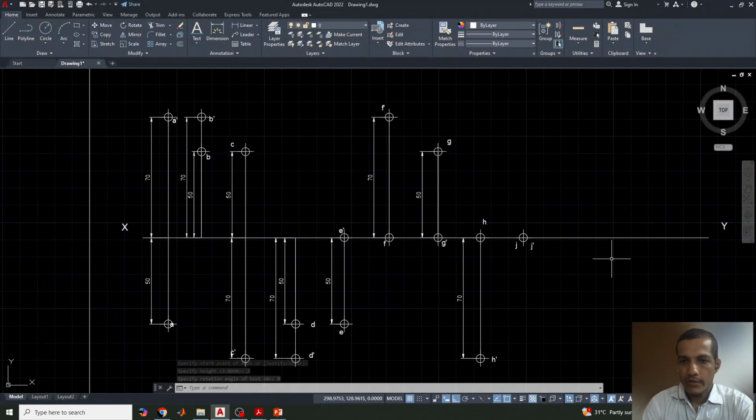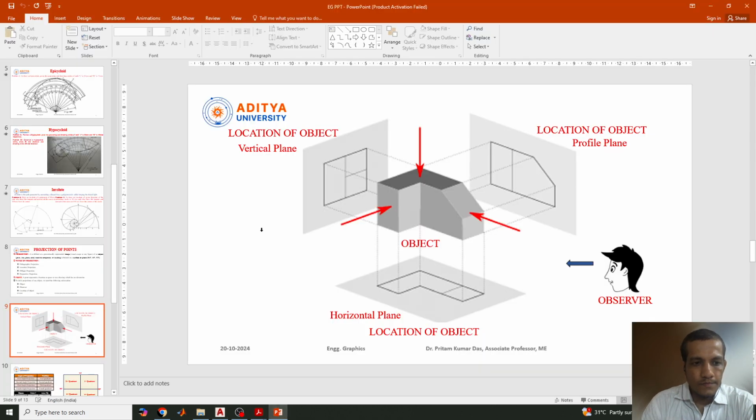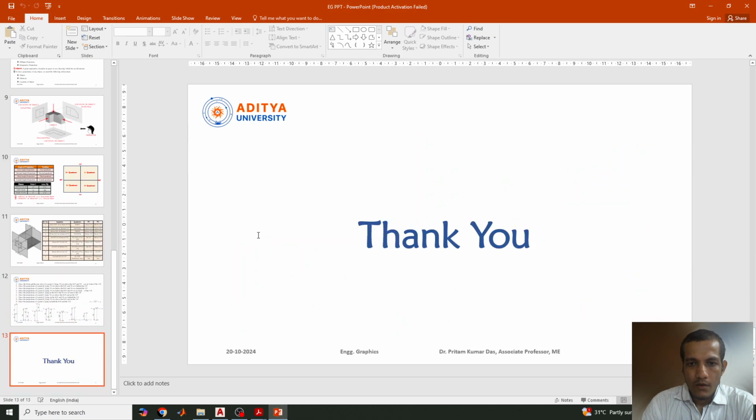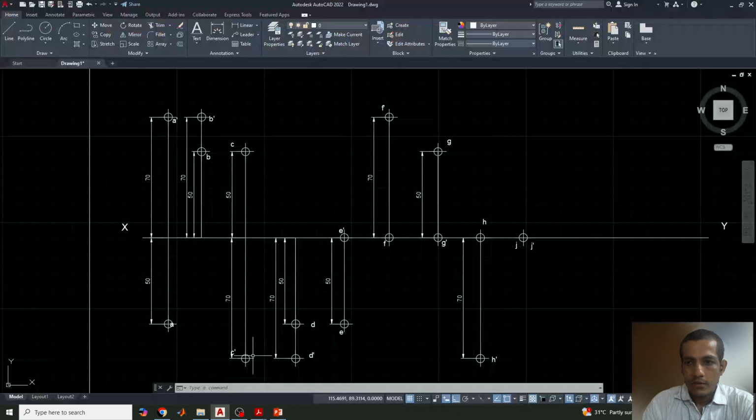So this is all about the projection of points. I hope all of you understood this projection of points. If any kind of doubts and problems are there, you can give me a comment in my comment box, and I will try to solve your doubts. This is all about the projection of points. In a similar manner we can go for the projection of lines and planes, all the things. Thank you all of you.